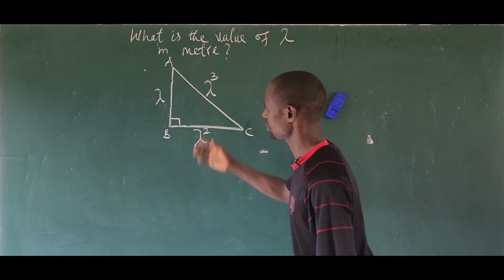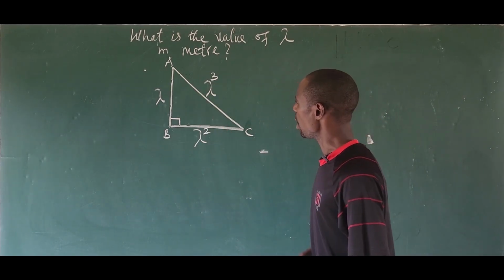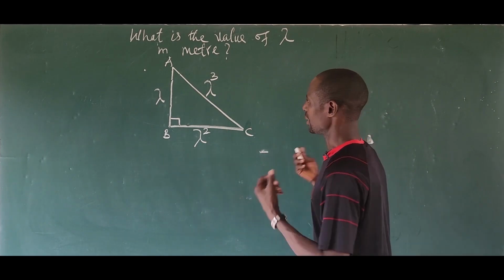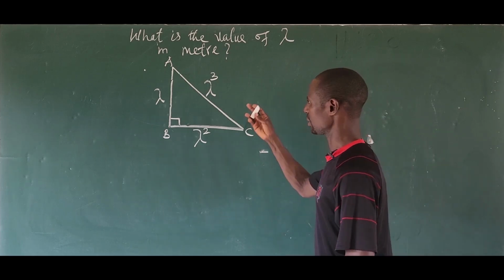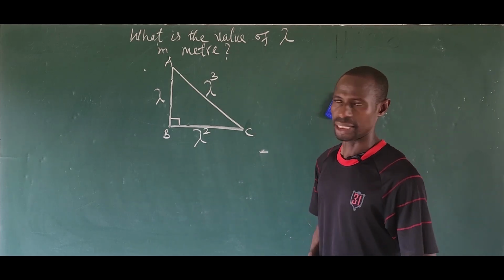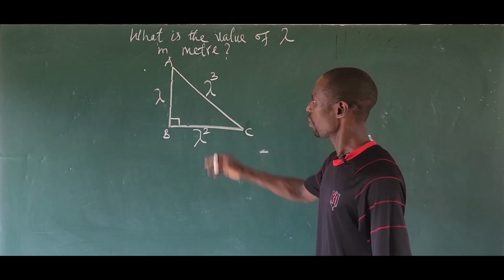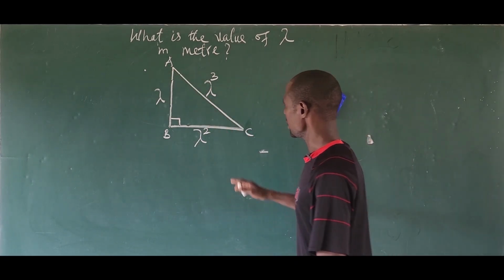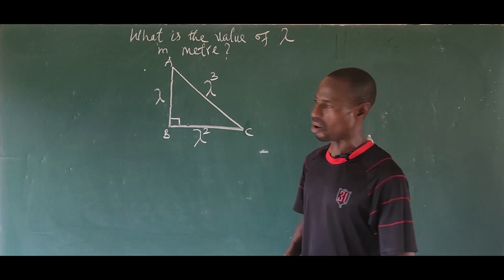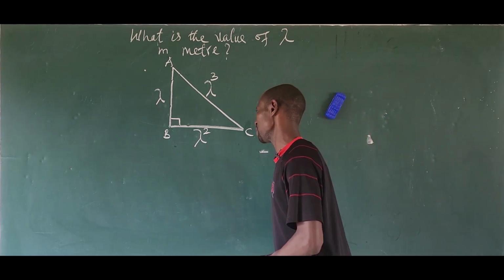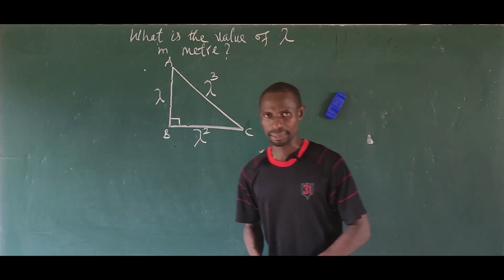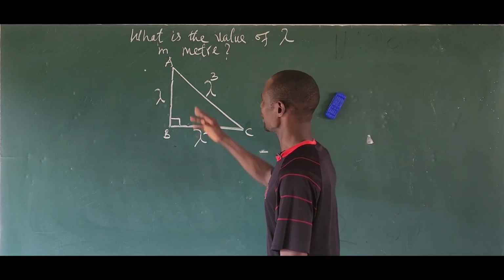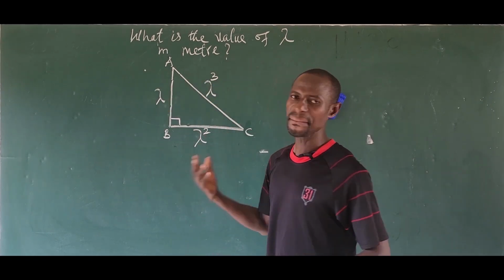Today we have this challenge here. It's a right angle triangle, and the sides are given using a symbol, lambda. AB is given to be lambda, AC is given to be lambda to the power of 3, and BC is given to be lambda to the power of 2. So what is the value of lambda in meters?